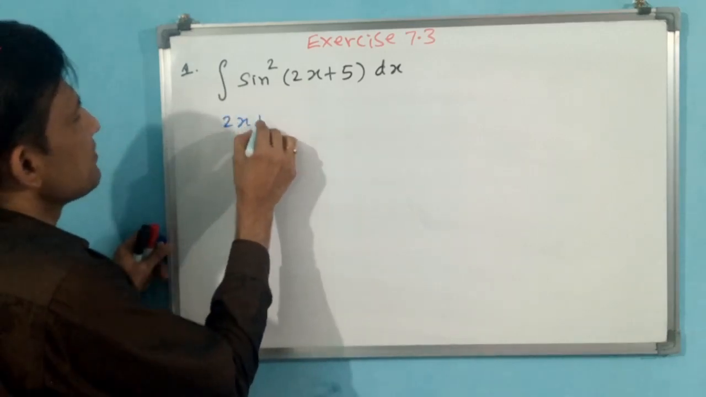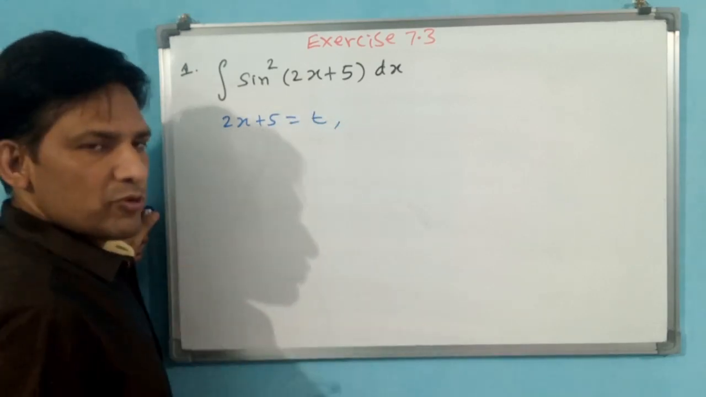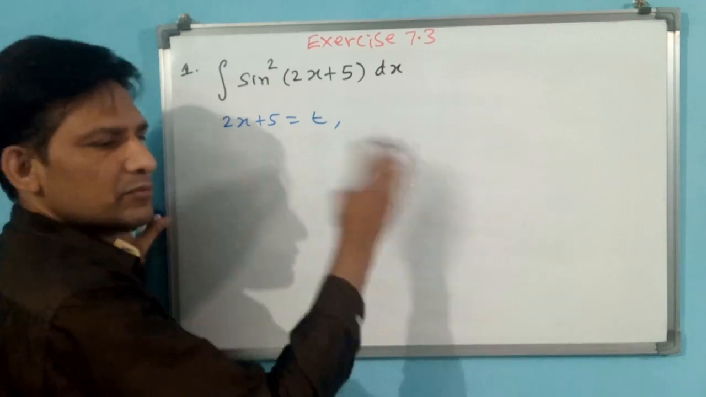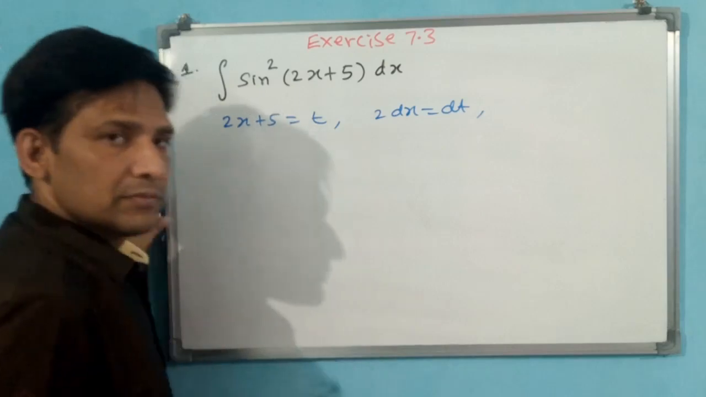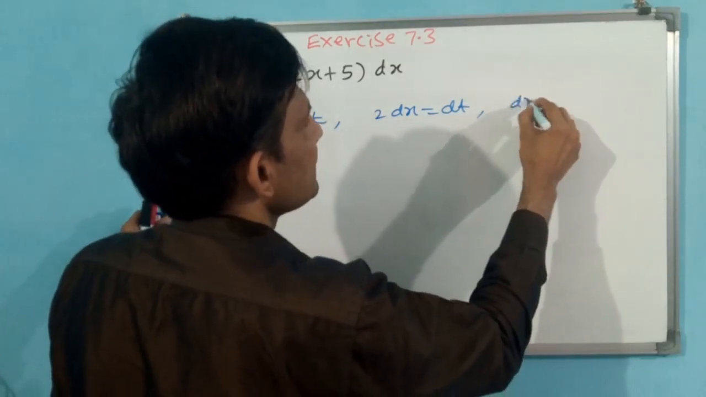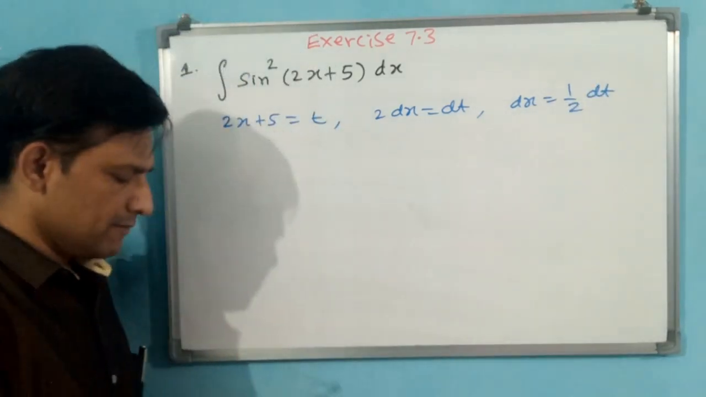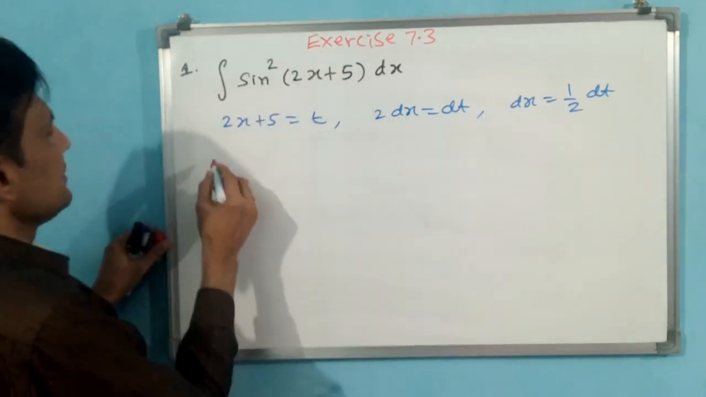See, let 2x plus 5 is equal to t, I have taken. d by dx of 2x plus 5 is 2 only. So 2 is equal to dt by dx will come. 2 dx is equal to dt will come. Then again I am going to convert this as dx is equal to 1 by 2 dt.